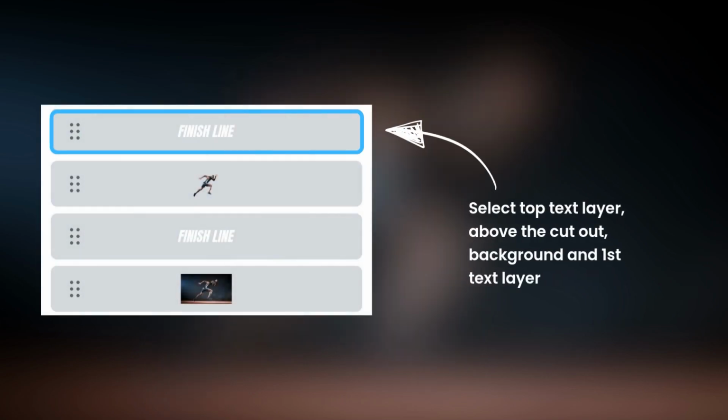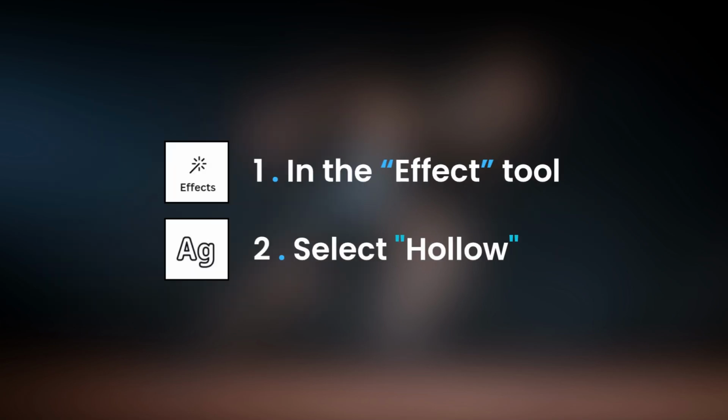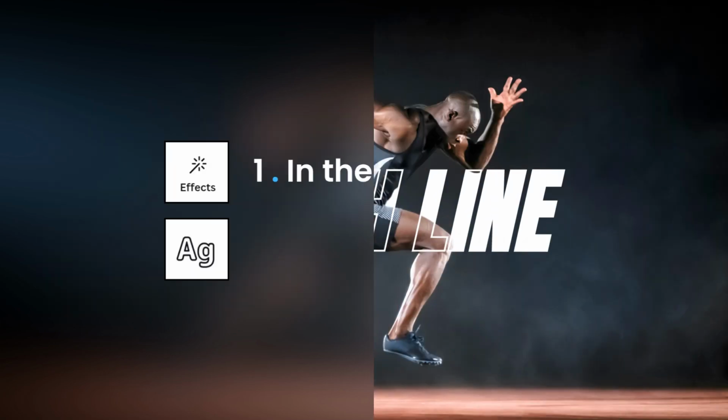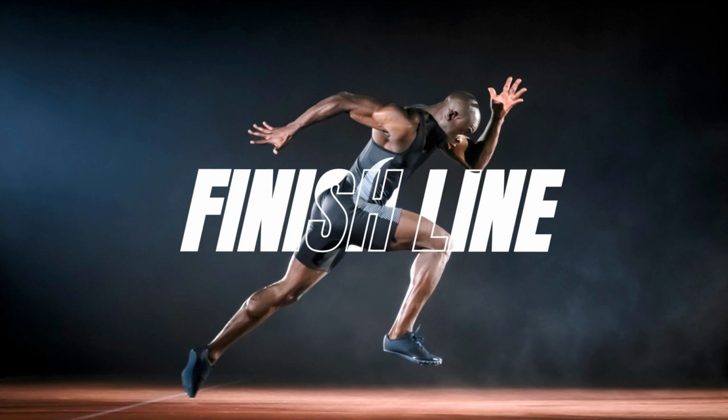You now have four design layers, so you need to make sure you're clicking on the right one. Select the layer of the text that you've just placed above the cutout image, and then go to Effect and choose the Hollow option. And now finally, you have your background, you have your text, you have your athlete, and most importantly, you can read what the text is saying.